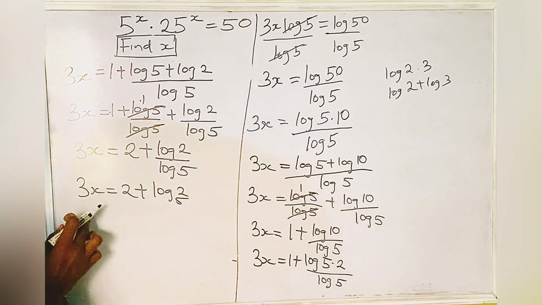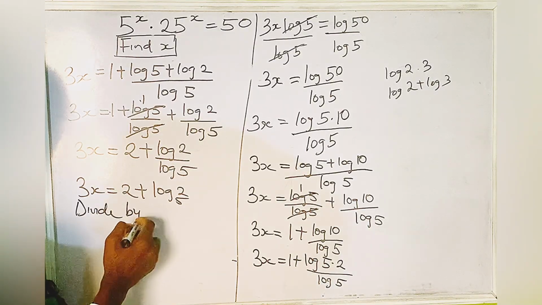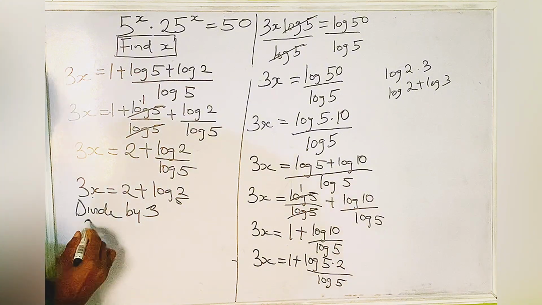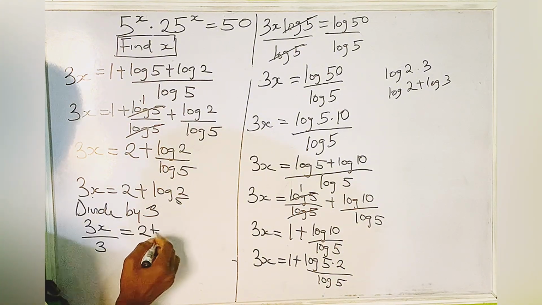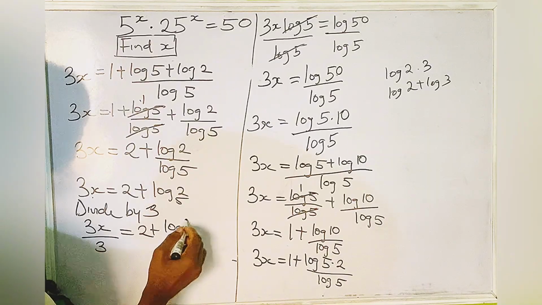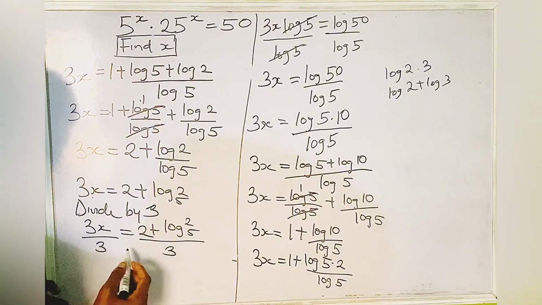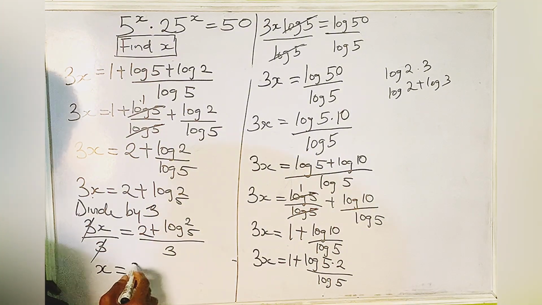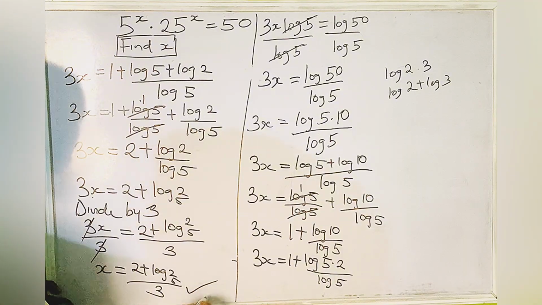Now we are looking for the value of x, so we have to divide all through by 3. Now we have 3x over 3 is equal to 2 plus log 2 base 5, all over 3. The 3s cancel, so x becomes equal to 2 plus log 2 base 5, all over 3. So this is the value of x.